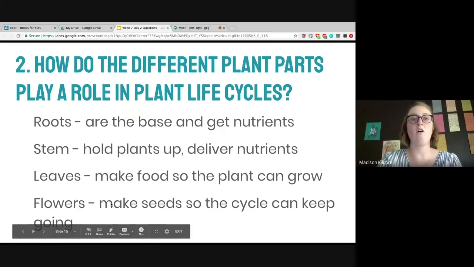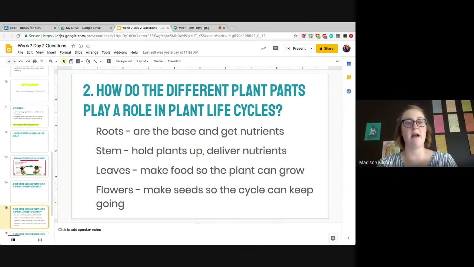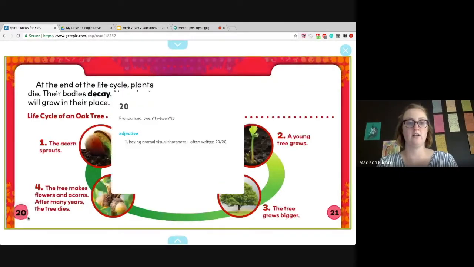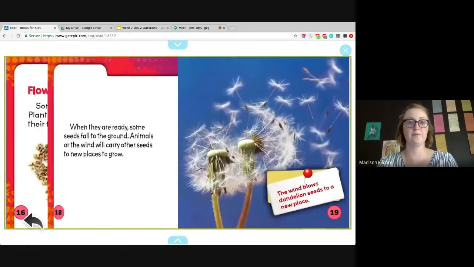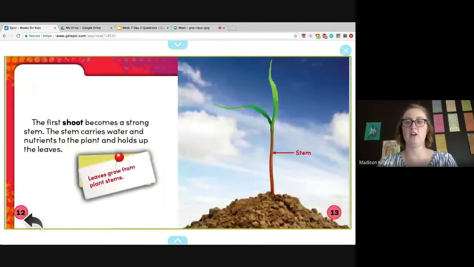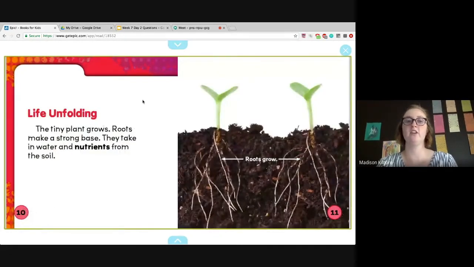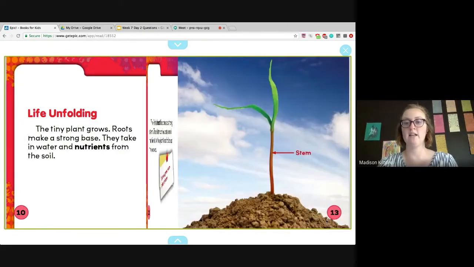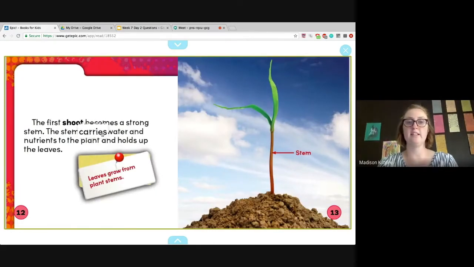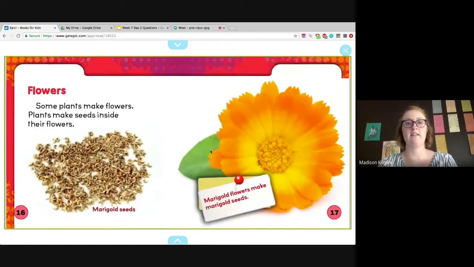Now, I got all of these answers by returning back to the text. So I went looking for when they talked about the different plant parts. They started talking about roots on page 10 and 11, and they explained what the roots do. And then I kept reading and wrote notes on what the stems do, the leaves, and then the flowers. So I can always return to the text.